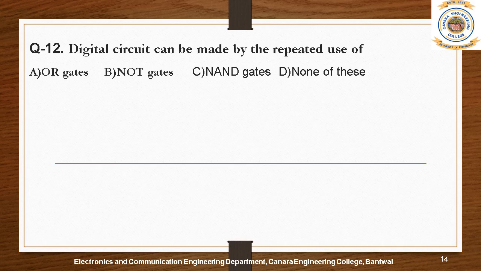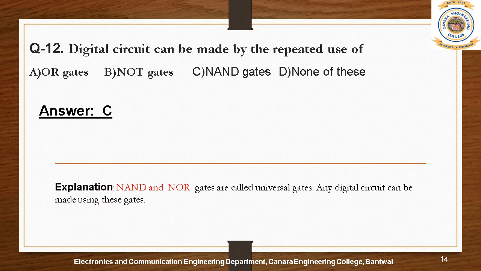Next, any digital circuit can be made by the repeated use of NAND gates. Because NAND and NOR are called universal gates. You can realize any circuit using NAND and NOR gates. Because it contains the NOT gate, it contains the OR gate. So AND, OR, NOT, all three operations can be done by NAND and NOR. So you can use them and realize any of the digital circuits.